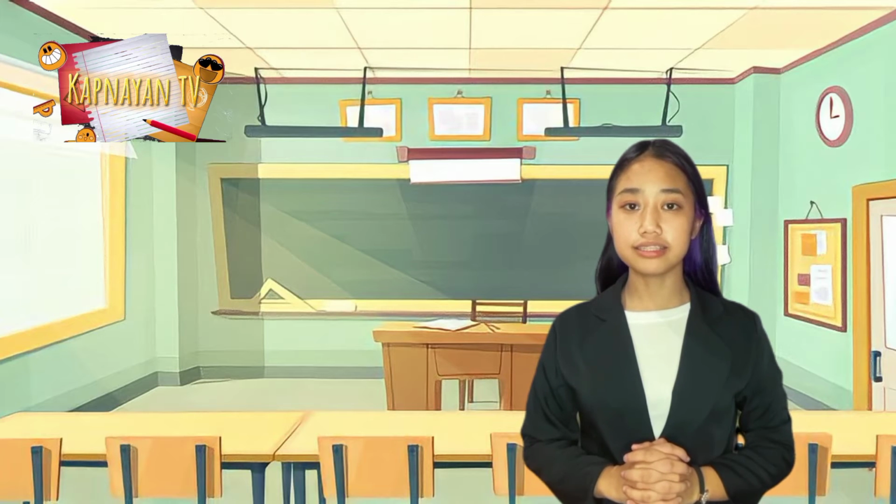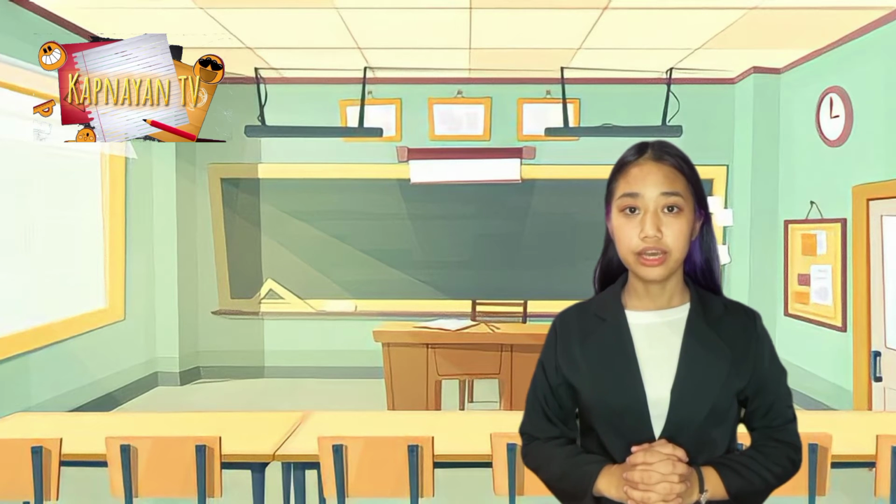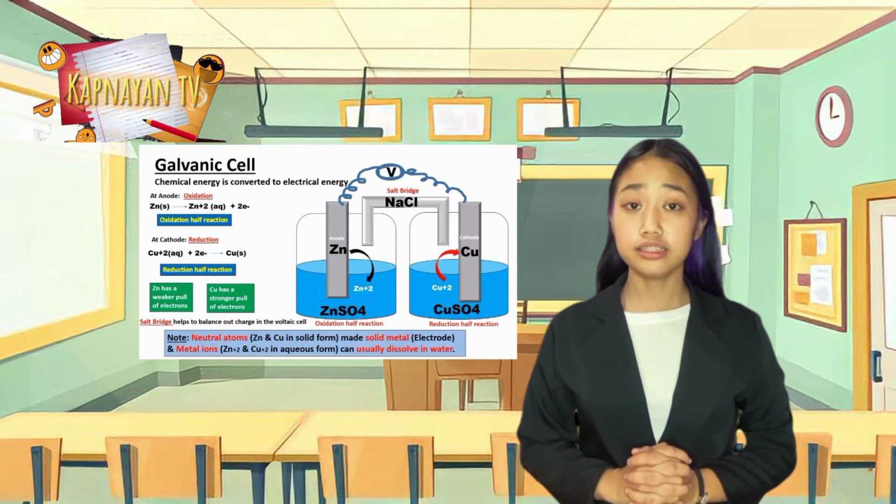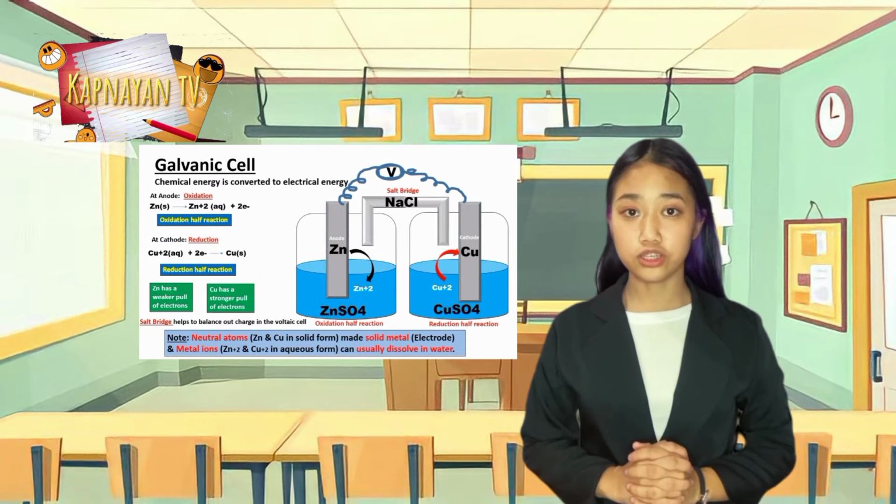Properties of galvanic cell. A galvanic cell converts chemical energy into electrical energy. The redox reaction occurs spontaneously in this case, and it's responsible for the generation of electrical energy. The anode is the negative electrode. It undergoes oxidation, while the cathode undergoes reduction.